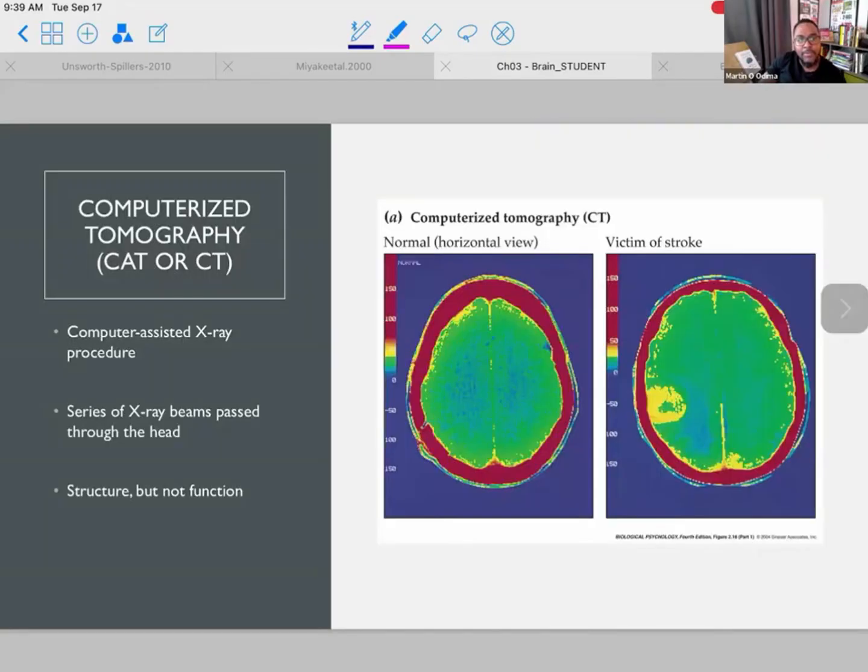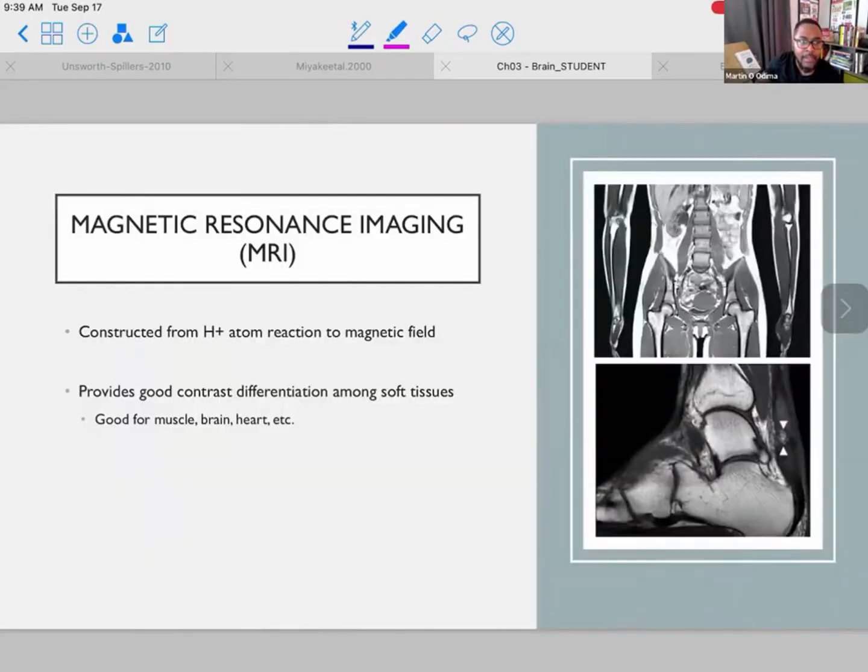Let's start with computerized tomography, also called a CAT or CT. This computer-assisted X-ray procedure passes a series of X-ray beams through the head, and it looks at the structure but not the function of the brain. You can see some examples here. On the left side, it shows a normal brain, and on the right side, it shows the victim of a stroke.